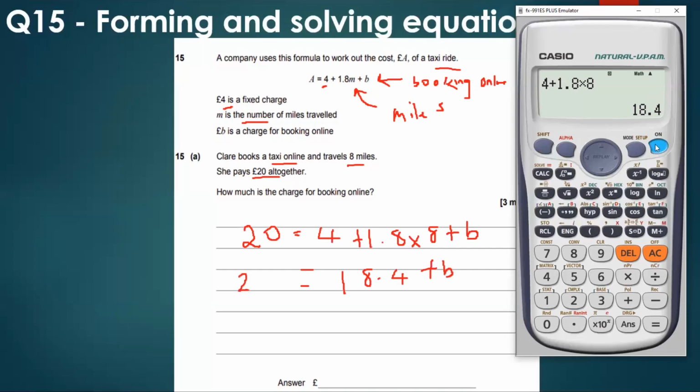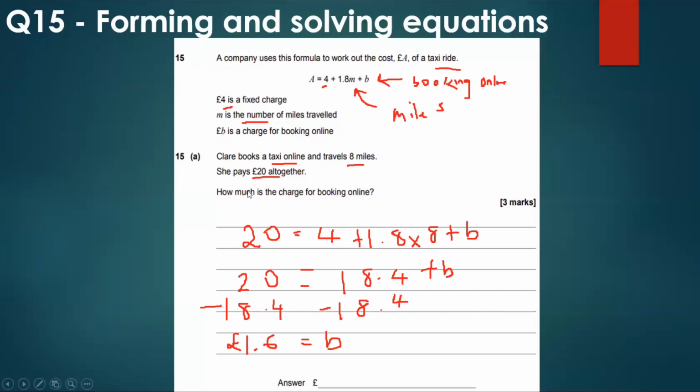So rearranging to make B the subject, I'm going to subtract 18.4 on both sides. Doing this on my calculator, the booking cost is equal to 1.6, or £1.60, guys. So just be careful. So £1.60, or 160 pence. So that is my answer for part A.